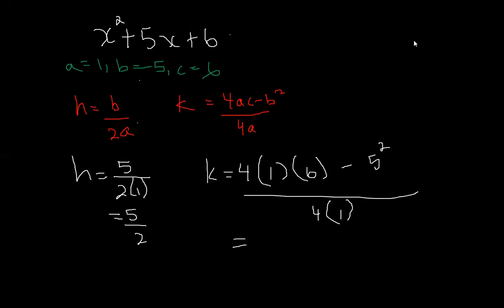24 minus 25 over 4, over 4. Negative 1 over 4.